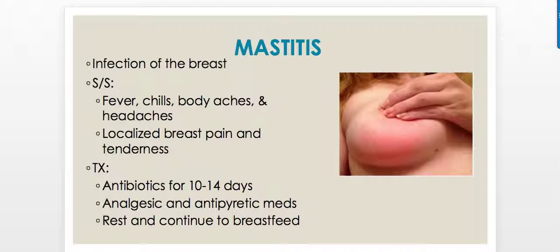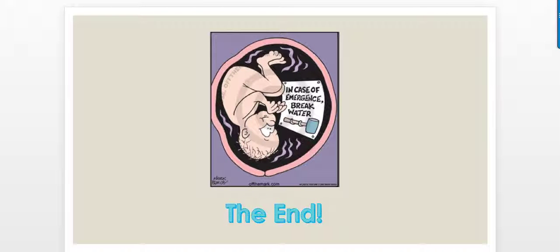Warm compresses to the breast before feeding or pumping is useful. And we need to make sure that she gets adequate fluid intake and a balanced diet. And that concludes my presentation.